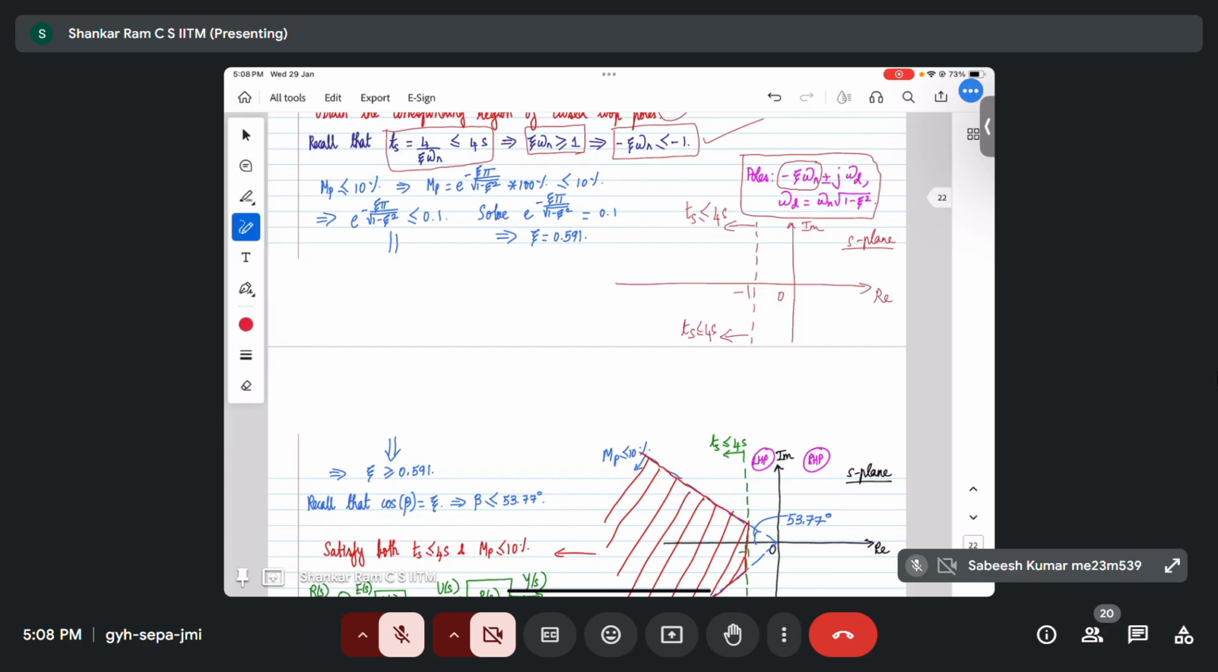Now, how about the second criteria, which is the peak overshoot, right? So you and I know that the expression for peak overshoot is e power minus zeta pi by square root of 1 minus zeta square times 100. That should be less than or equal to 10%. So then e power minus zeta pi by square root of 1 minus zeta squared should be less than or equal to 0.1. So we solve the equality, okay? So then we will come to the inequality. So if we solve the equality, we get zeta to be 0.5911. Okay, so that is the value that you and I will get.